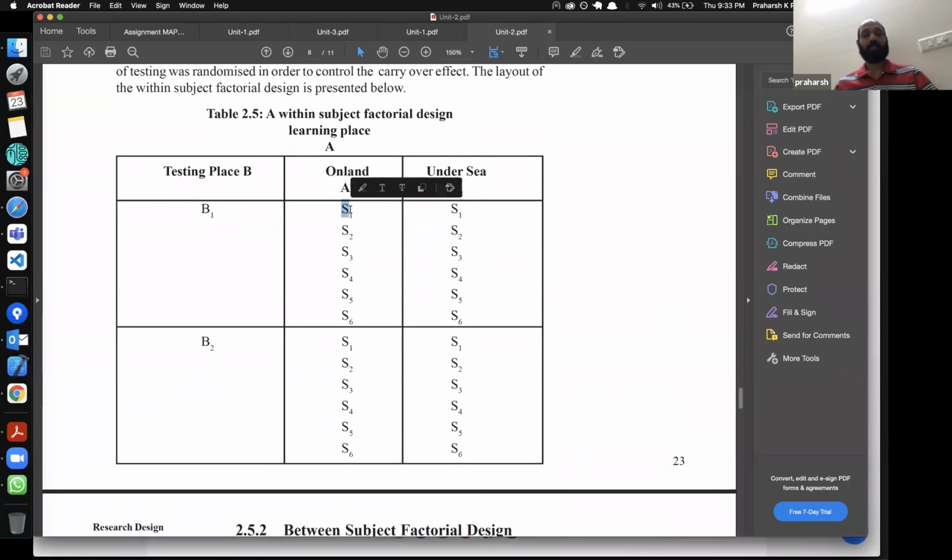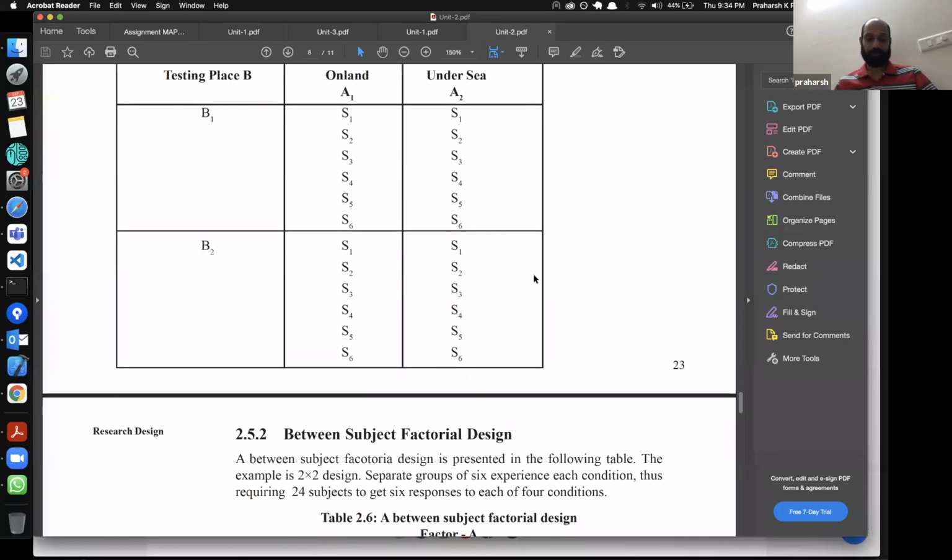S1 was asked to study those letters under the water. He was asked to recall it under the water. Then he was asked to study it on the beach. Here he was asked to study it under the water and recollect it inside the water. So all the 4 combinations he had to go through. Definitely he was given 4 different sets of words, otherwise he will remember them.